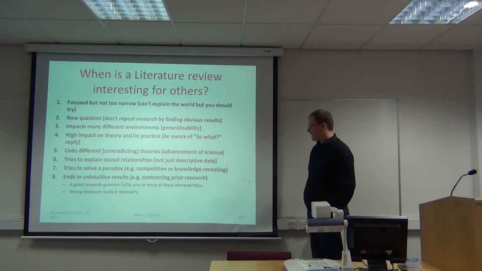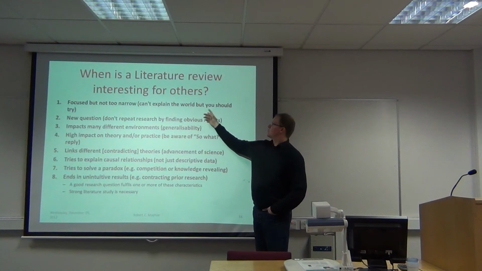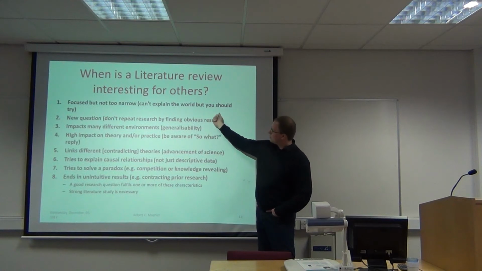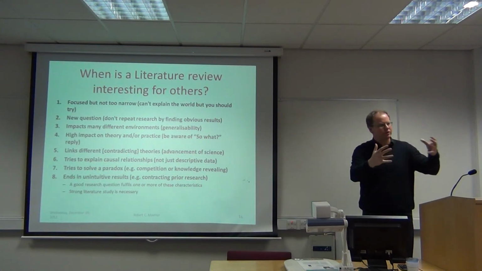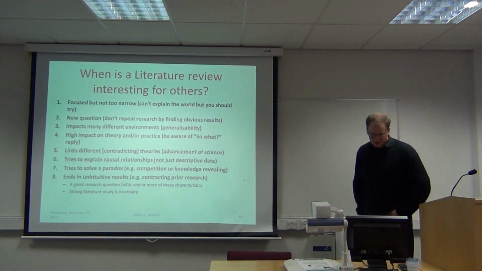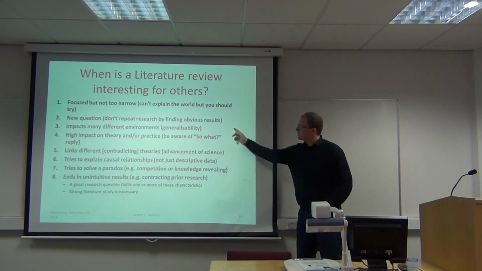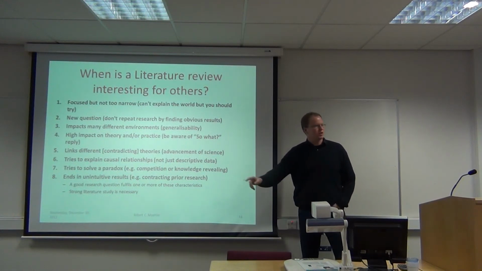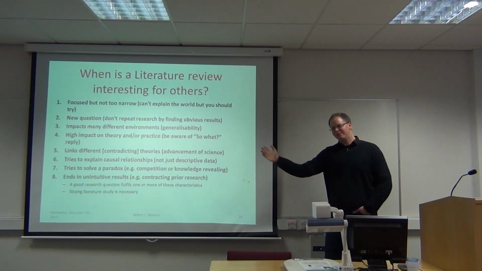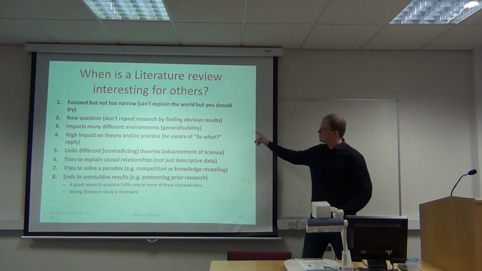So here's actually what we came up with. A literature review is interesting for others when it is focused but not generic. It can't explain the world, but it should try to. It should relate to the general issues that are current at the moment. Then maybe a new question. Don't repeat research by finding obvious results. This is actually slightly snobbish. Some of the best papers have actually done that, and they found something completely different. They have done exactly the same research 20 years later, completely different results. Wasn't an empiry at all. So this is actually very insightful. So don't dismiss that necessarily.